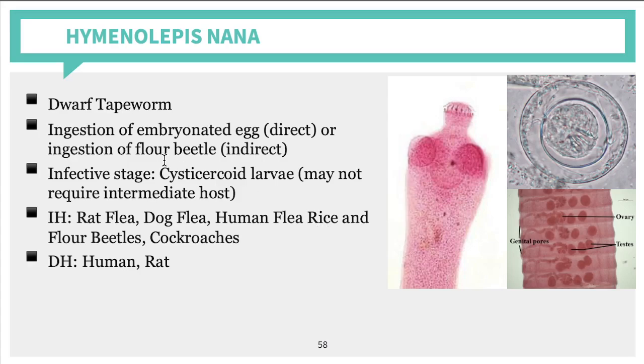And again, how can it be transmitted? Through the embryonated egg, the direct method, or the indirect method through the arthropod or the insect that contains the cysticercoid larva, which is the infective stage. Again, it may not require an intermediate host. What are the intermediate hosts? Different insects, including your cockroach. Imagine that. Flour beetle, flea, dog flea, and even your rat flea. And again, humans and rats are the definitive host.